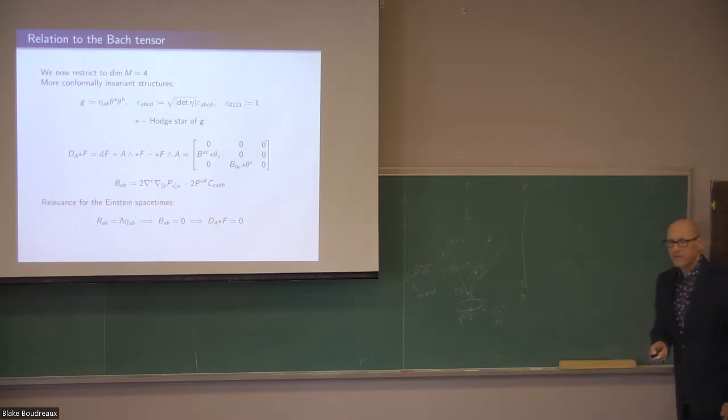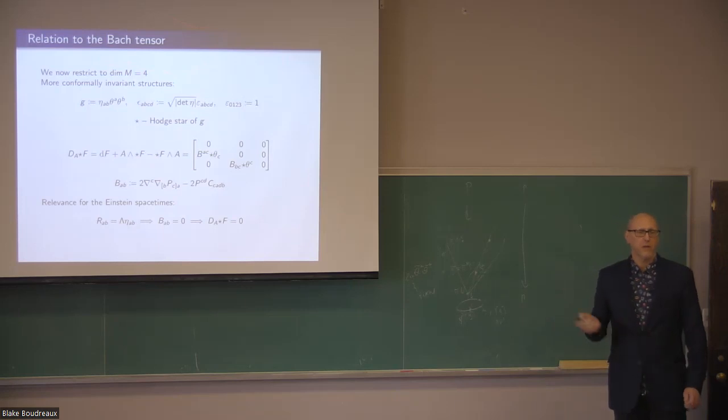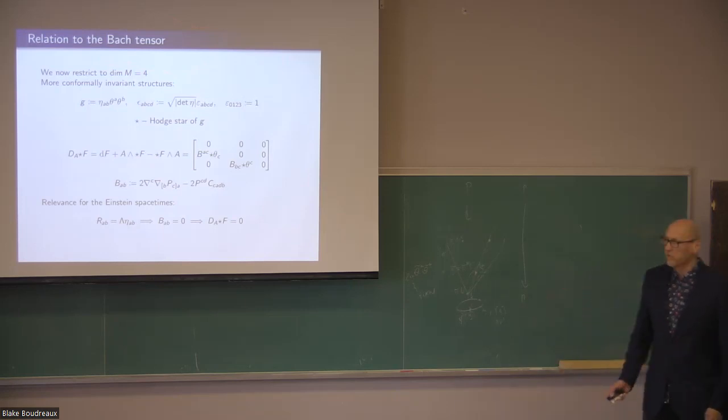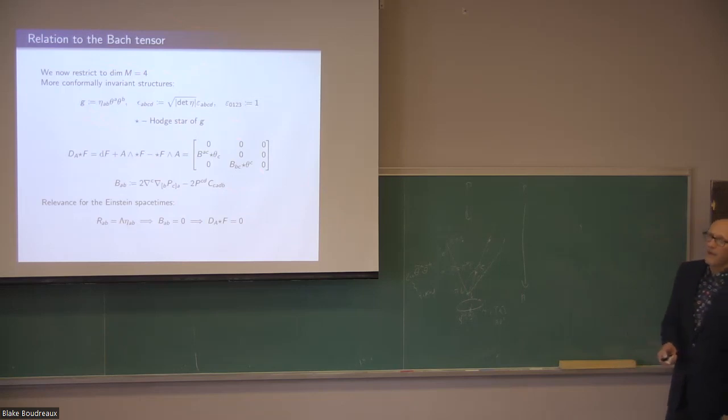Okay, so now let us turn to four dimensions. In four dimensions, we have at our disposal one more conformally invariant structure, which is the Hodge dual acting on two forms. So we can consider the Hodge dual of curvature and its covariant derivative, and ask what it is. It turns out that there are a lot of simplifications and we obtain a lot of zeros and only some terms, where the coefficients set the tensor. And this is exactly the tensor that is known as the Bach tensor.